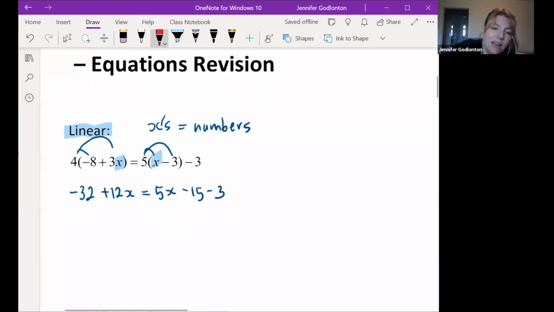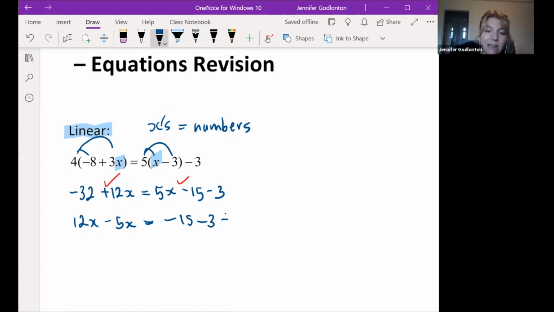Now at this step, you would get a mark for that distribution and a mark for that distribution. Next step, we want to get our x's on one side and our numbers on the other side. So we are going to keep this 12x over here and we're going to move that 5x over, so its sign is going to change. That's going to be -15 minus 3 plus 32. Then we're going to have 12 minus 5, which gives us 7x. And that's going to equal -15 minus 3, which is -18, plus 32, which is +14.